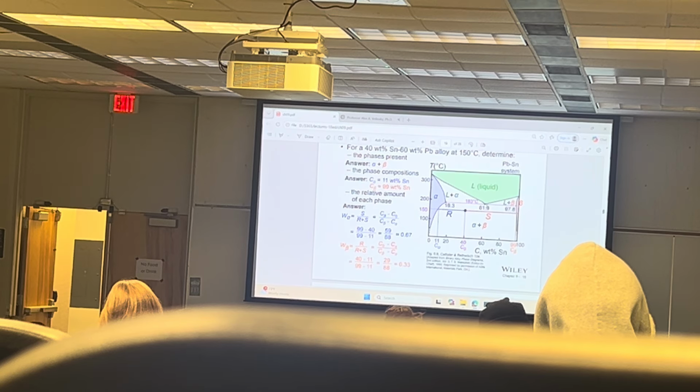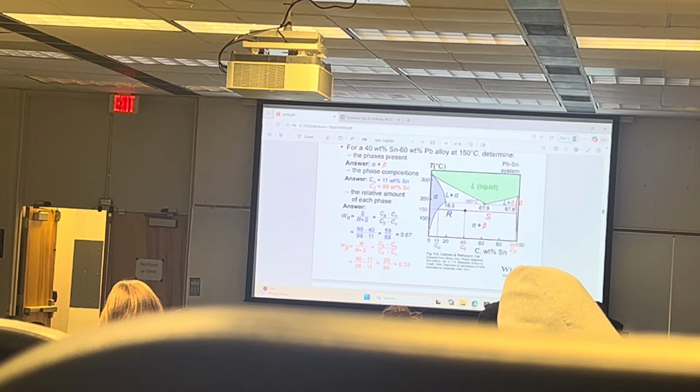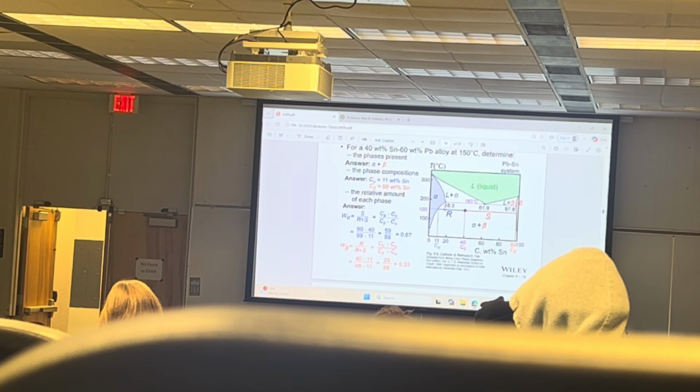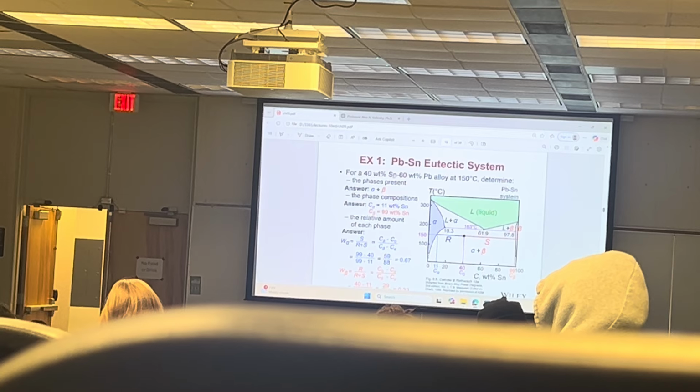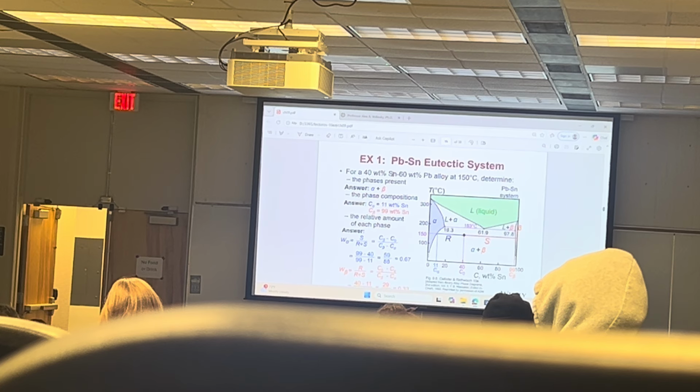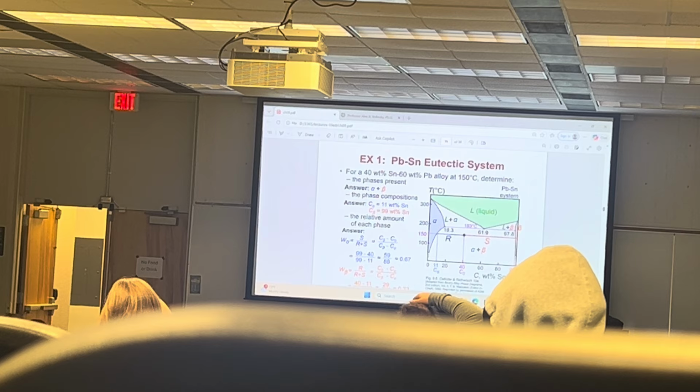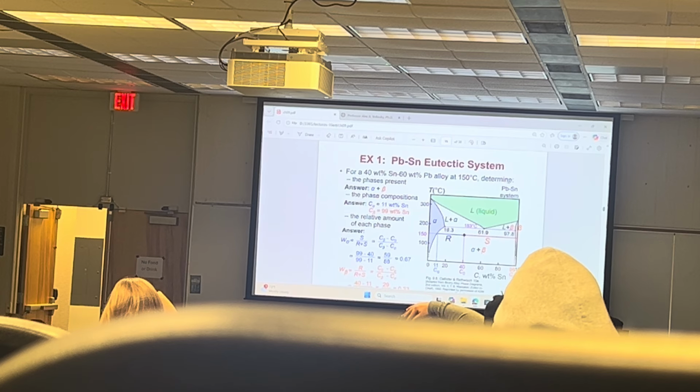The eutectic reaction at 183 degrees C, we draw the tie line, and we see the composition of the alpha phase. This was asking for 40% tin and 60% lead by weight at 150 degrees C. So we're here.